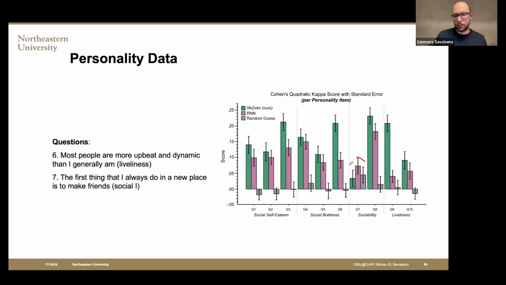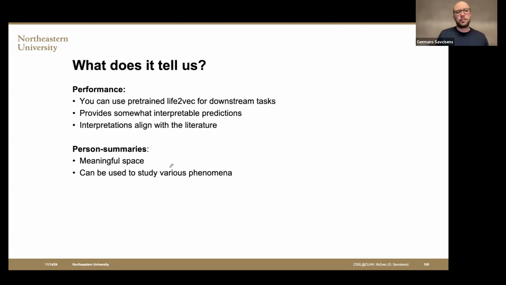It completely failed at question number 7, which was: the first thing that I always do in a new place is to make friends. But all in all, we could see that it still is able to capture some kind of signal in this quite complicated setting. And all in all, this fine-tuning and looking at those 2 tasks allowed us to, or we look at it more like a proof of concept, to say that indeed, if we apply transformers to life sequences, we can actually use them further for the downstream task, and we can use different interpretability methods to probe the model for why it provides certain predictions that we get.